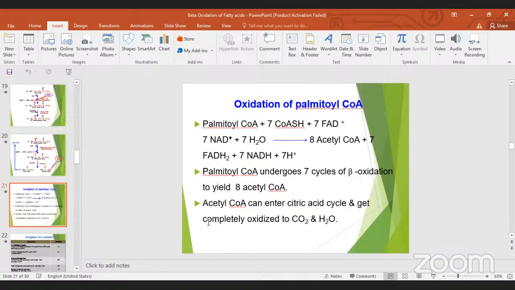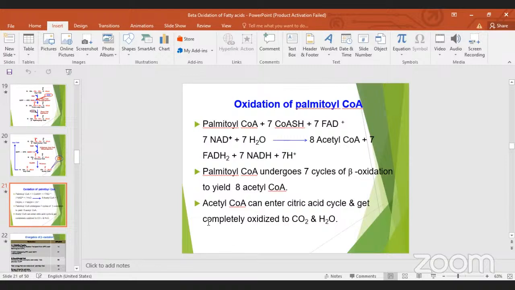Palmitoyl CoA plus 7 CoASH plus 7 FAD, 7 NAD plus 7 H2O forms 8 acetyl CoA plus 7 FADH2 and 7 NADH plus 7 H plus. Palmitoyl CoA undergoes 7 cycles of beta oxidation to yield 8 acetyl CoA.